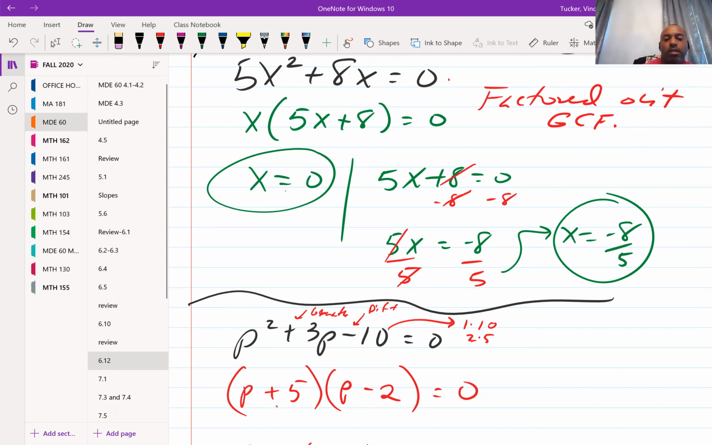So, different signs because we had a subtraction in the back, and then the greater number should take on that positive sign because that's what's in the front. Then we look at our factors of 10 that will subtract from each other to give us 3 in the middle, which is 5 and 2. So that's how I got p plus 5, p minus 2.